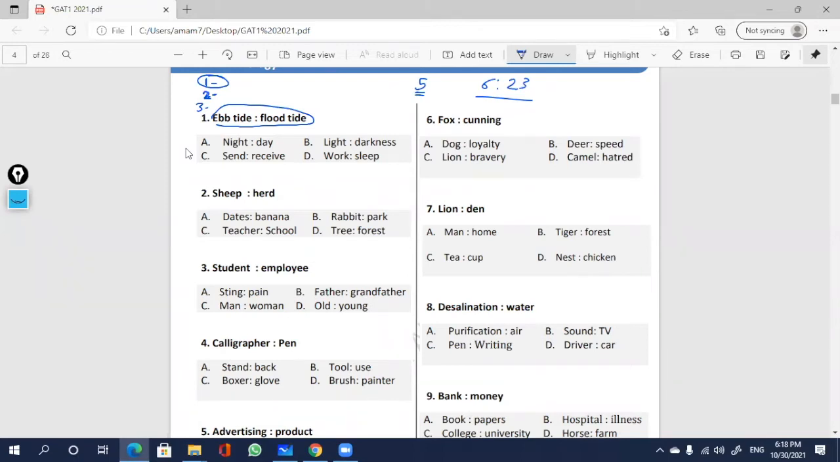Ebb tide, flood tide. Now think carefully. If you don't know the meaning of one word in the question, this is one of the difficulties you might face in the exam. In this case, just in this case, try to go to the answers and identify the relationship which links each alternative.